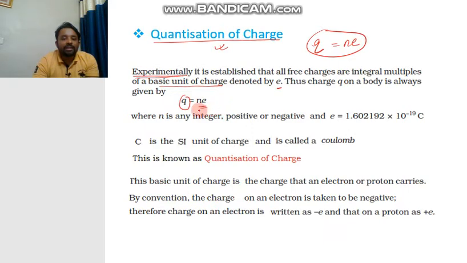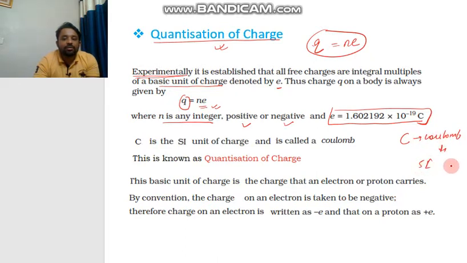So I can write it as Q equals n e. Here n is any integer, it can be positive, it can be negative, and the value of e, that is the basic unit of charge, is 1.602192 times 10 raised to power minus 19 coulomb. C stands for coulomb, and coulomb is the SI unit of charge. So this is known as quantization of charge.